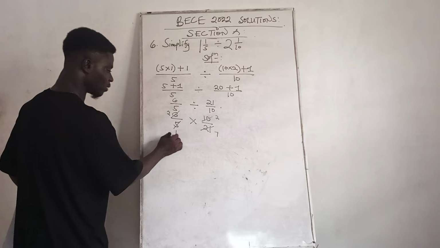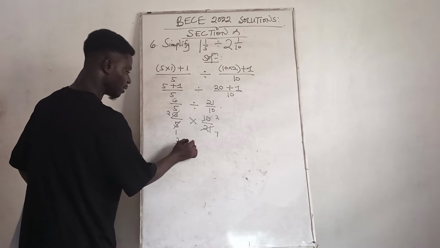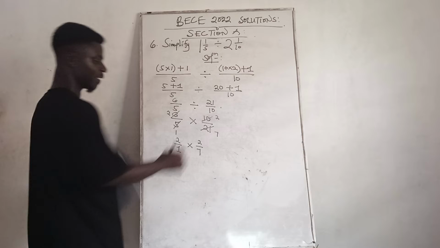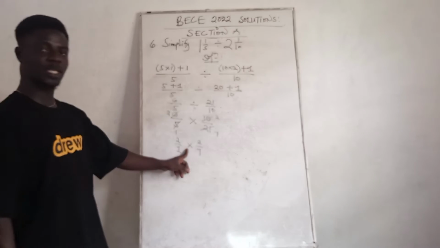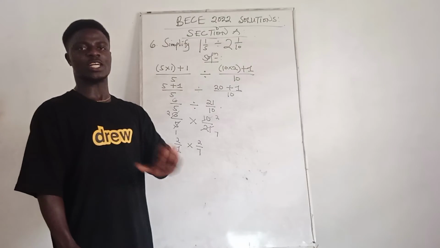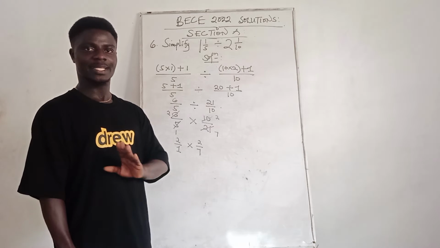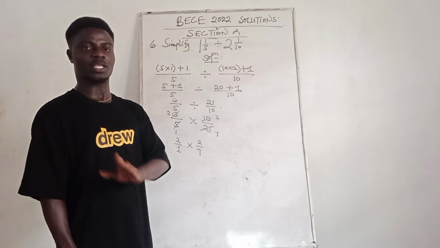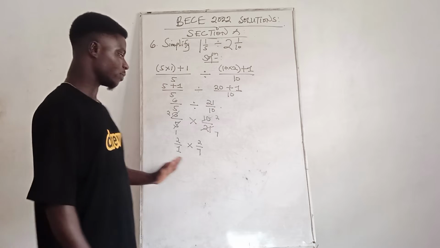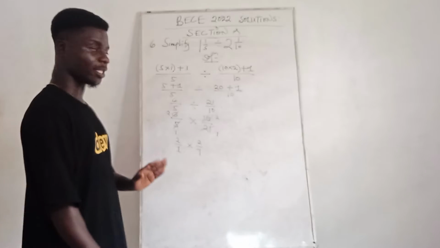So I can still write it as what? 2 on 1. Then times 2 on what? 7. Right. So still multiplication of fraction. Multiplication of fraction, we do not find LCM. Addition, subtraction, we find LCM. Multiplication of fraction, we do not find LCM.